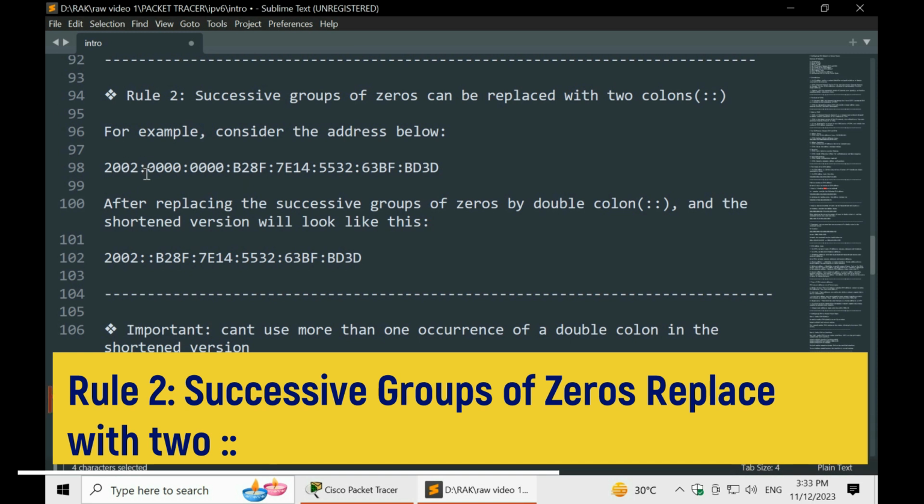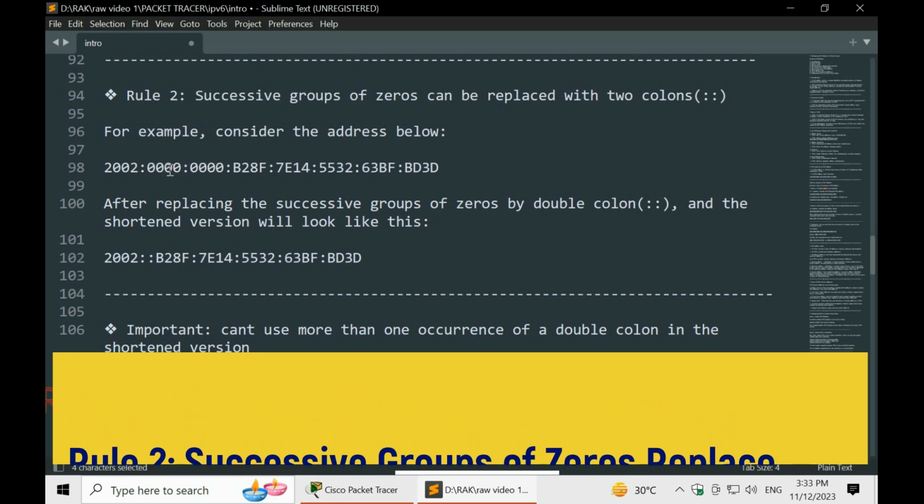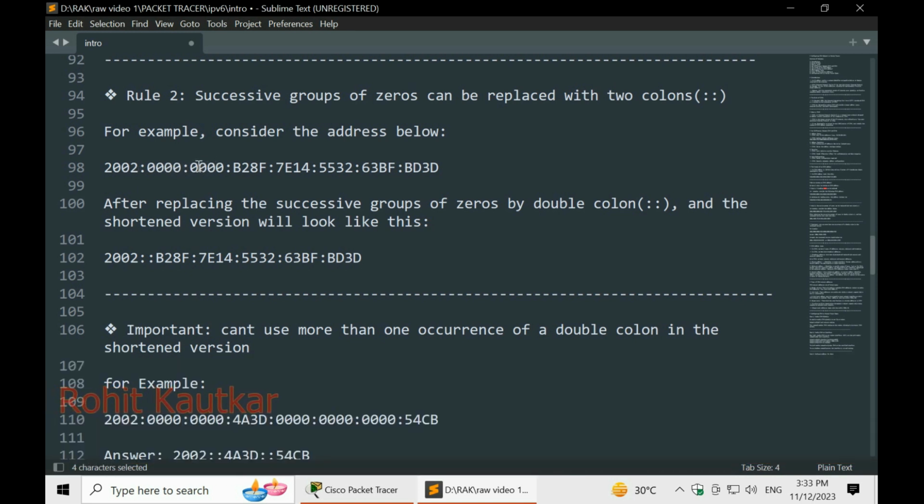So, for example, here you can see there are 2 groups of zeros which are available in a successive manner, one immediately after another. First group, immediately second group. So in this case, we may write these 2 groups with the pair of colons.